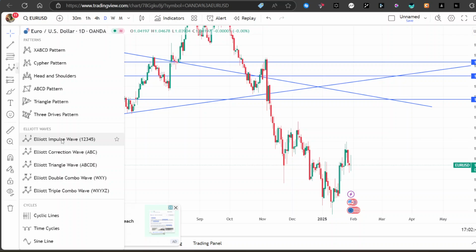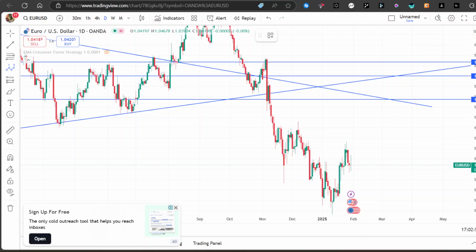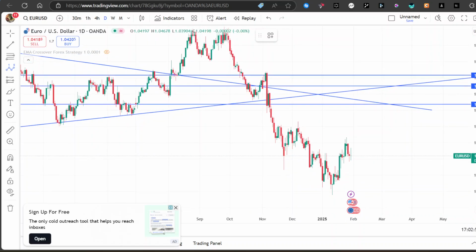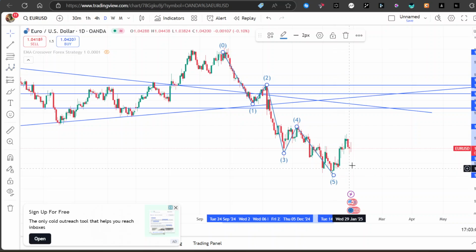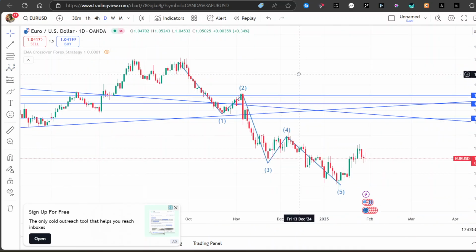These are the different components of the Elliott Wave Indicator. After clicking on this, it's not going to automatically draw for you. You have to identify the points yourself: 1, 2, 3, 4, 5. It's going to help you to easily plot on the go, so you can just identify the points and then draw your wave. So this is what we have as the impulse wave.